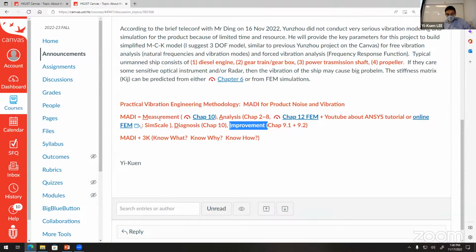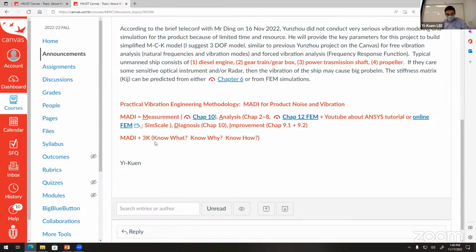So if you look at this, this MADI should be linked to our lecture notes, right? We have been talking about a series of analysis, Chapter 2 to 8, and Chapter 12 is FEM modeling, okay? And then measurement is related to Chapter 10, and then diagnosis, there's one particular section where we discussed how to look at the diagnosis of mechanical systems. And there's another thing, MADI plus 3K, right?